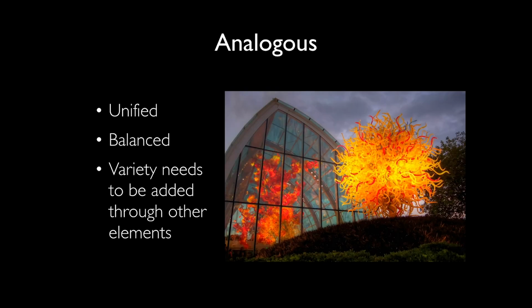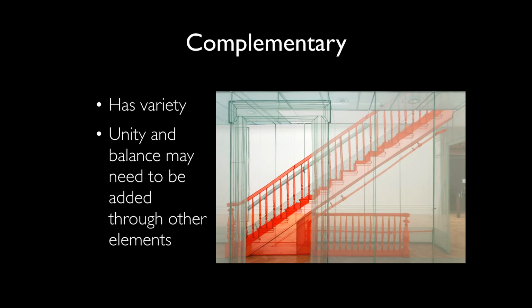We have analogous color schemes that can be applied to sculpture. Analogous color schemes, too, are pretty unified. They're balanced because they're limited on the color wheel, but variety may need to be added through, again, other kinds of elements. We can have complementary color schemes in our sculpture. These have the variety built into them because they're opposite of one another on the color wheel, but we may need to work with other kinds of elements to create unity and balance.